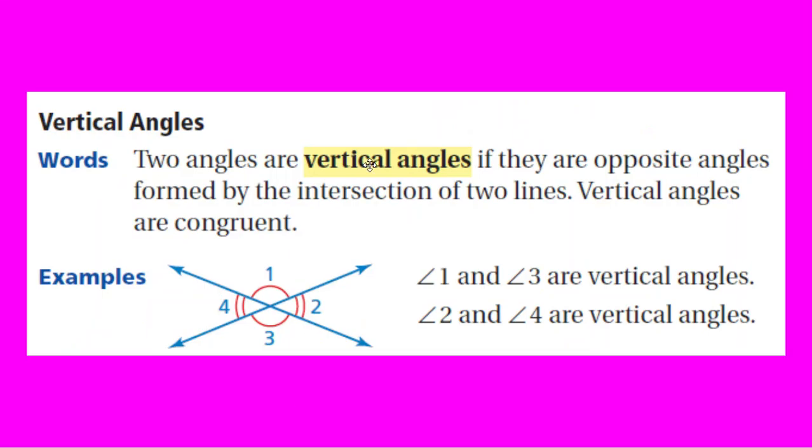All right, vertical angles. Vertical angles are opposite of each other and are congruent. That means they're the same measure. So angle 1 and angle 3 are opposite of each other, and they're also congruent. They're the same measure. Angle 2 and angle 4, they're opposite of each other and are the same measure. Those are called vertical angles.